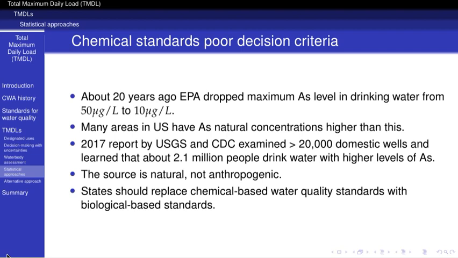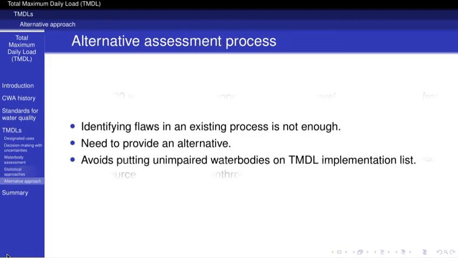States should transition to using biological data to set water quality standards. Documenting how a regulatory process produces incorrect results is insufficient. An alternative needs to be provided because the assessment process can put water bodies on the TMDL implementation list when they are not impaired.